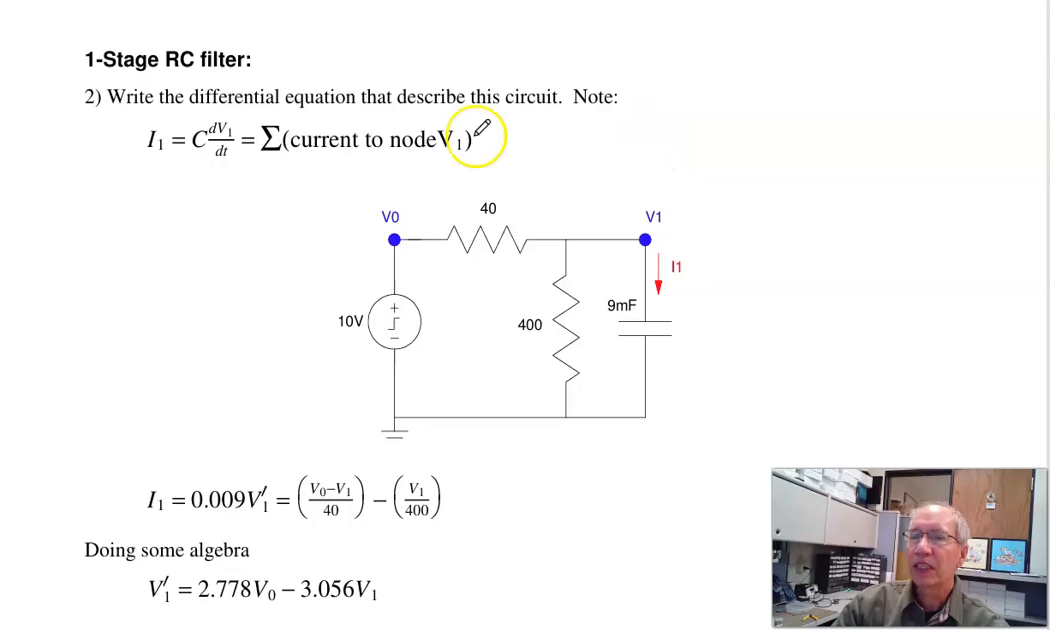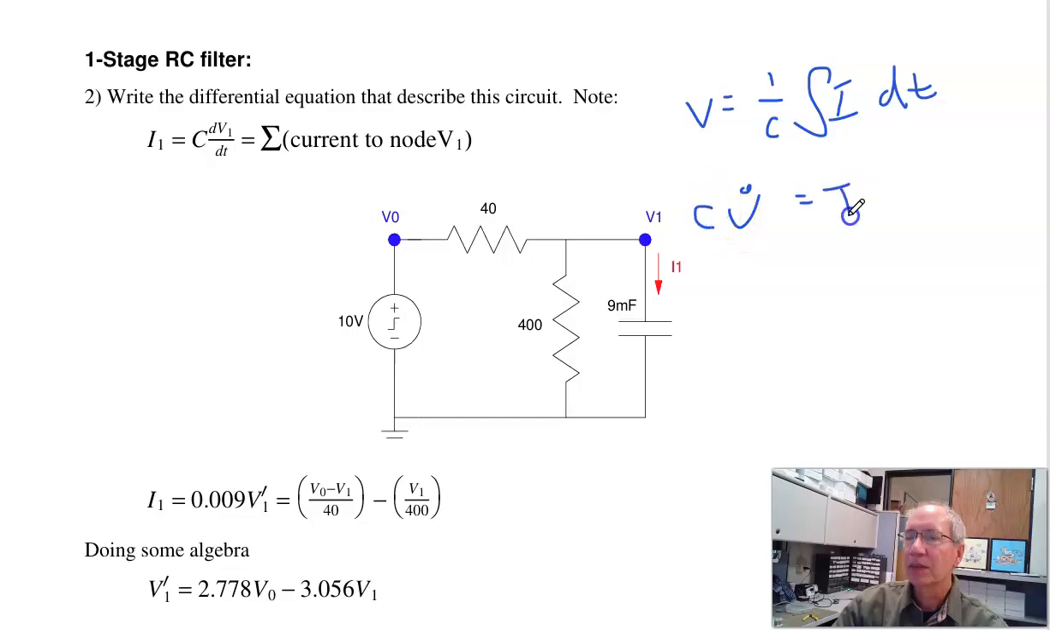Well, the trick is the current to a capacitor. The voltage is 1/C times the integral of current. If I differentiate both sides, I get the derivative of voltage times C is I. That's the basic equation for a capacitor. I equals C dV dt. If I can find the current to the capacitor, I can tell you what the differential equation is.